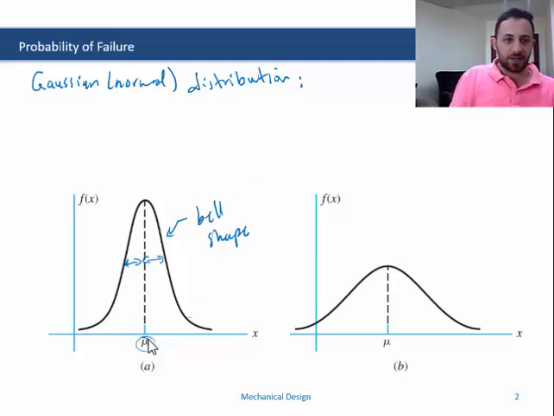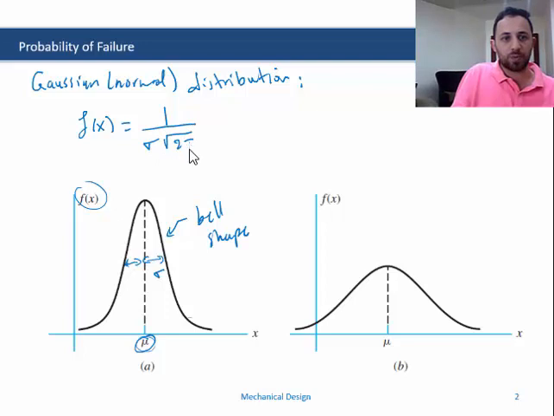And we notice that it is dependent on the mean and the standard deviation. So the function f of x is equal to 1 over standard deviation times root 2 pi. Okay, we will put a hat over the standard deviation just to distinguish it from the stress. Exponential minus half of x minus the mean over the standard deviation, squared.